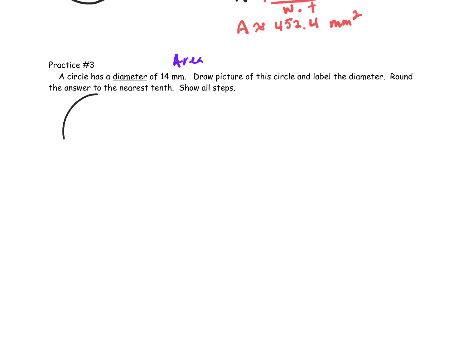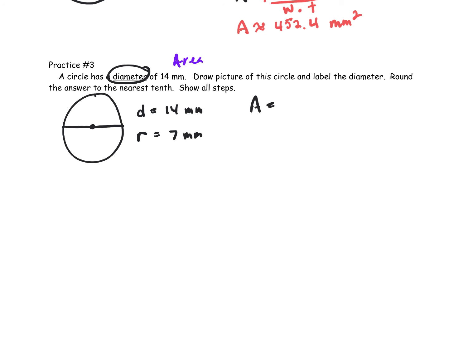So we're going to draw a picture. We're going to label the diameter. So we have to go all the way across, right through the center. The diameter is 14 millimeters. And so get in the habit of always finding the diameter and the radius, and you can choose which you need to use. The radius would just be halfway across, so that would be 7 millimeters. Our formula actually uses the radius.